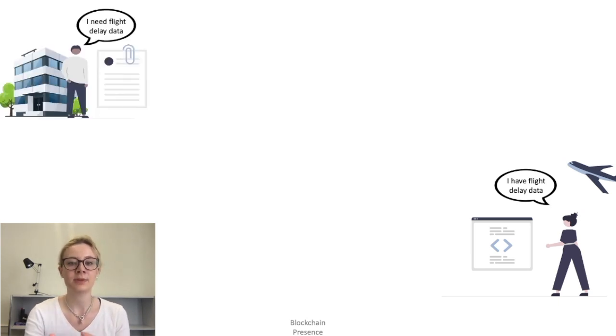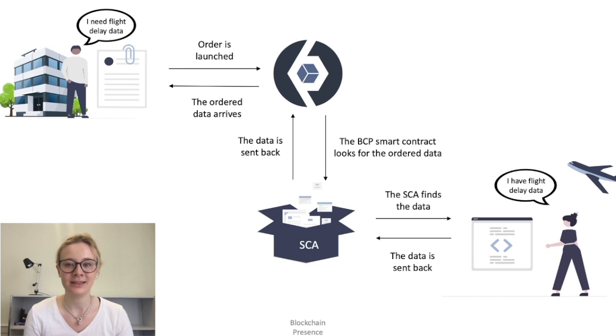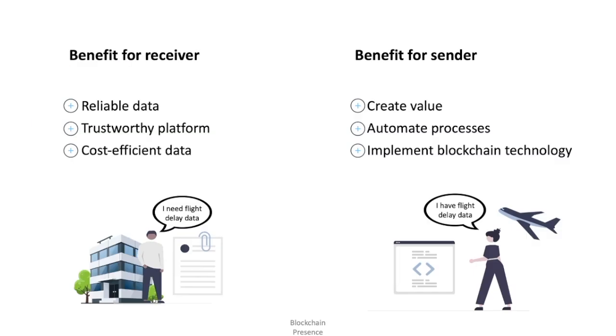On the other side, there is a flight insurance company using smart contracts to refund its customers. The receiver needs airplane delay data, which he can get via our platform. So the receiver has to launch an order for this data, and as soon as this order is made, BCP will immediately look for the matching data via the Sender Convenience Applet. The Sender Convenience Applet, called SCA, filters out the relevant data, and as soon as it finds the airport data of the sender, it immediately sends it back to the receiver, and the sender will be compensated as well.